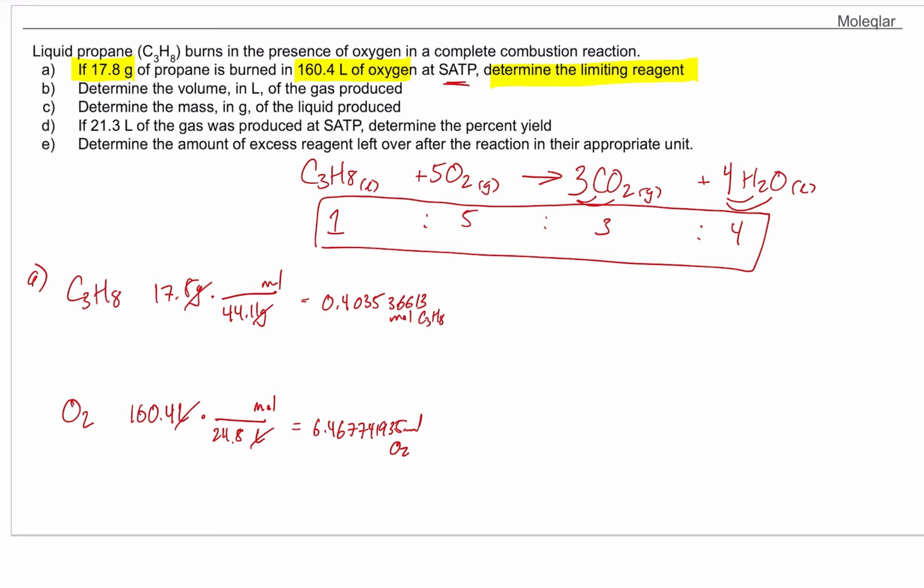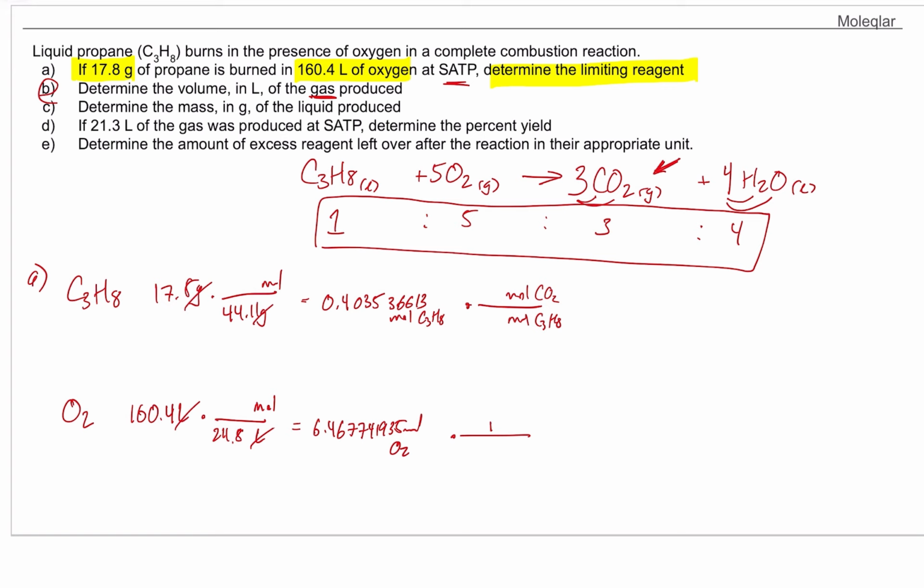Now we have to choose a product, and like I said, we're going to do part B at the same time. So we have to find the volume of the gas produced. So the gas produced is the CO2. So I'm going to do a mole ratio between the moles of CO2, and in this case, the moles of C3H8.